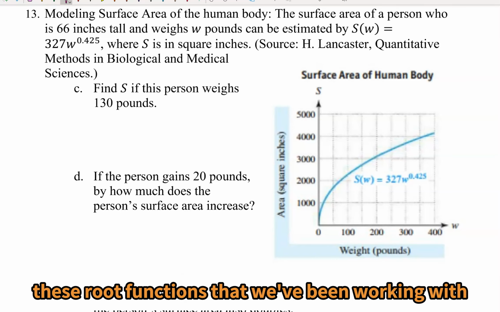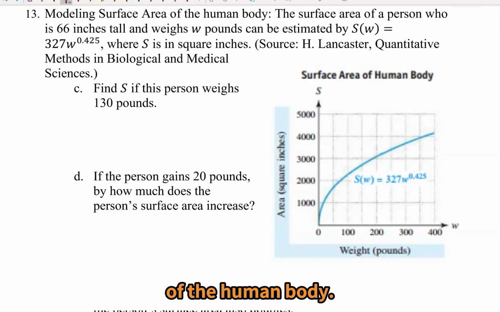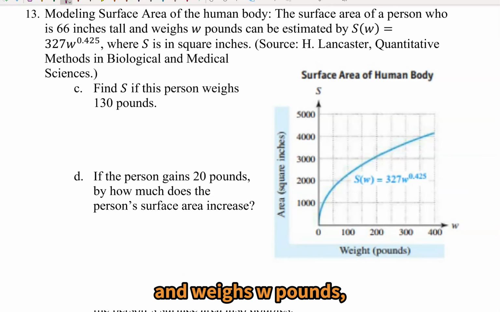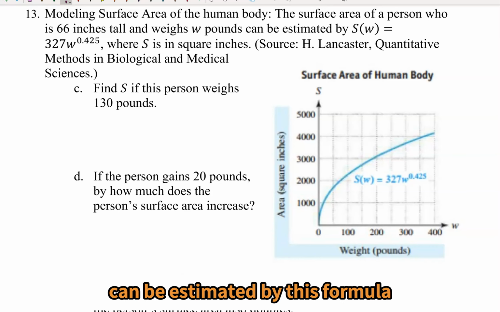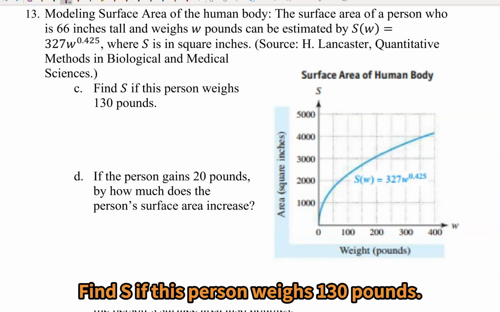Now let's look at a couple of word problems that go along with these power functions, these root functions that we've been working with. Here we're modeling the surface area of the human body. The surface area of a person who is 66 inches tall and weighs W pounds can be estimated by this formula. S of W equals 327 W to the power 0.425, where S is in square inches. Find S if this person weighs 130 pounds.